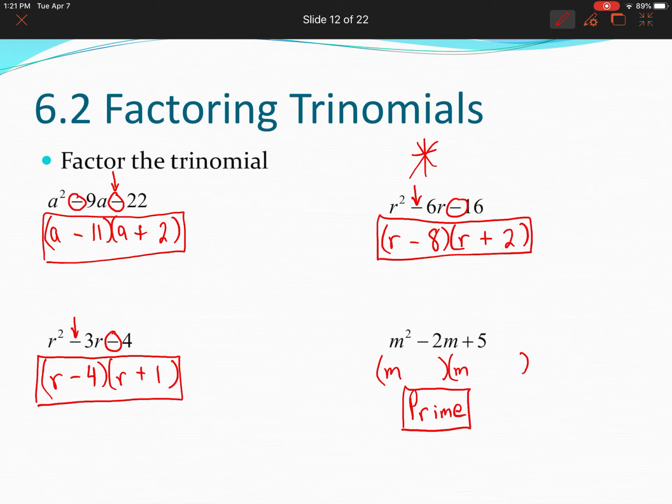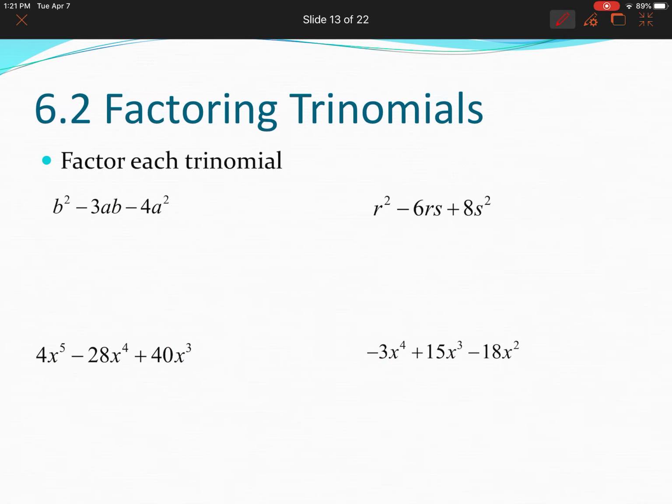Again, if you know what you're looking for, very, very quickly we can knock out this and know that it's prime or not. If you have any questions about any of these we've done so far, please let me know. So look at each of these.